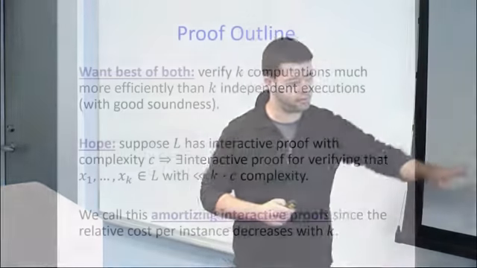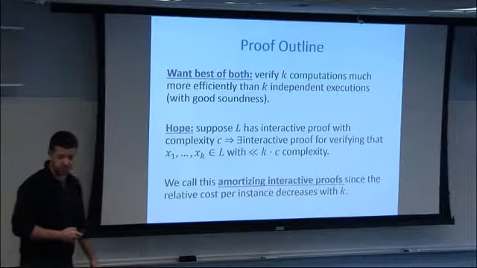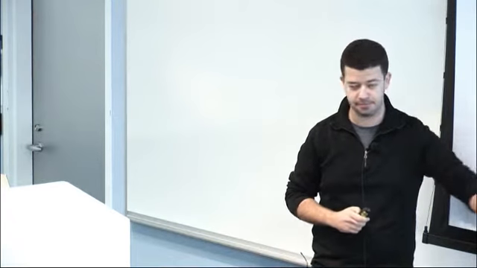And we call this creature amortizing interactive proofs. The reason is that the cost per instance decreases as you increase k. Like in regular amortization, right? The larger k is, the cost per instance decreases. So our goal is going to be to amortize interactive proofs. Okay, the complexity C is for the verifier. Yes.